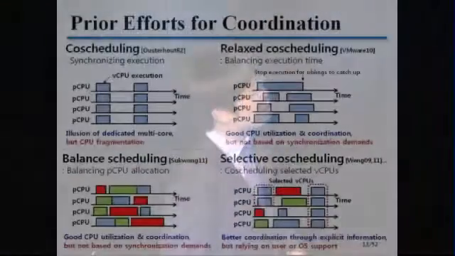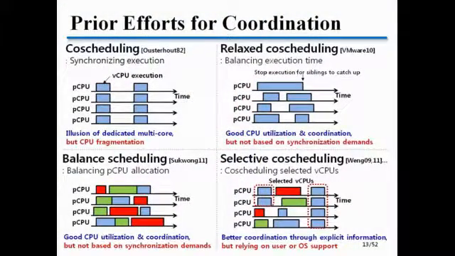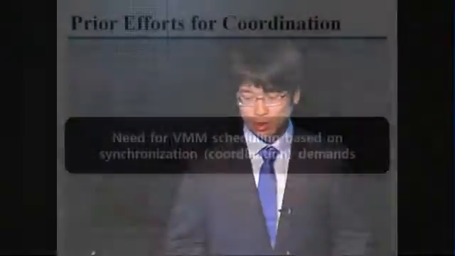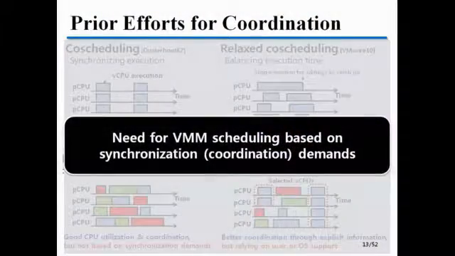However, the coordination is not based on the actual synchronization demands. Finally, selective coscheduling coschedules a certain group of relevant vCPUs for better coordination, but it currently relies on user specification or guest OS support. So we need a new coordinated scheduling based on actual synchronization demands.